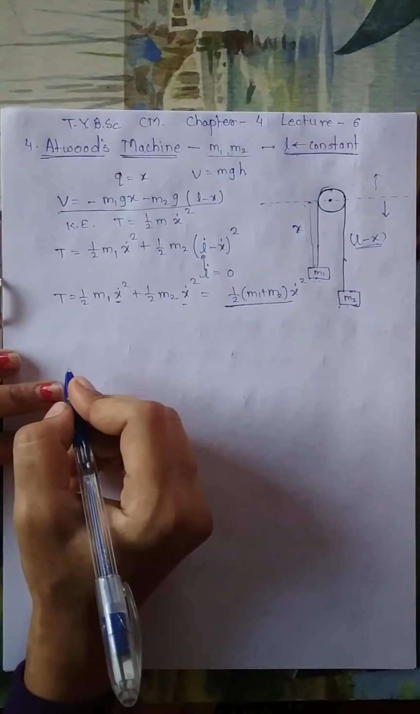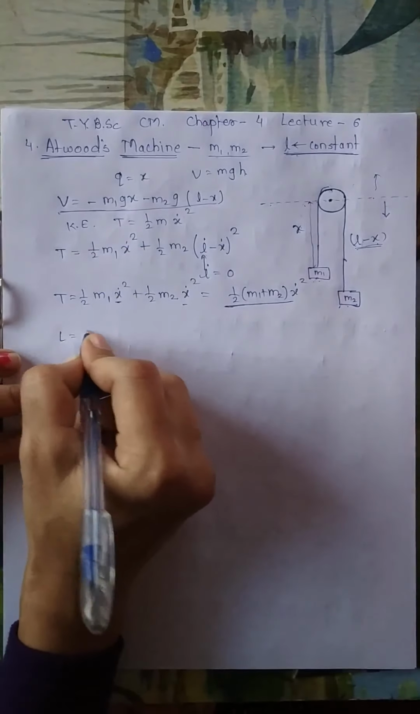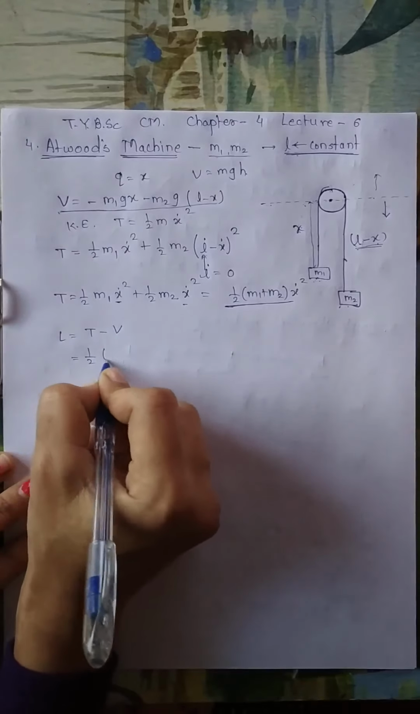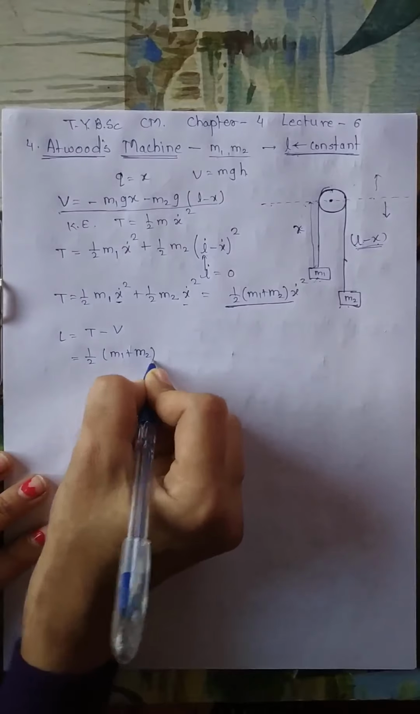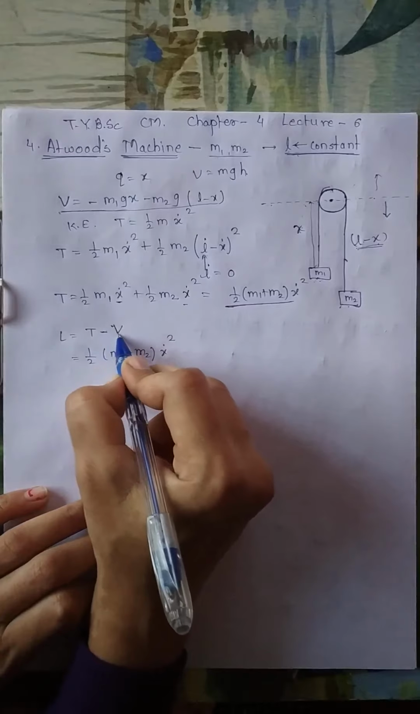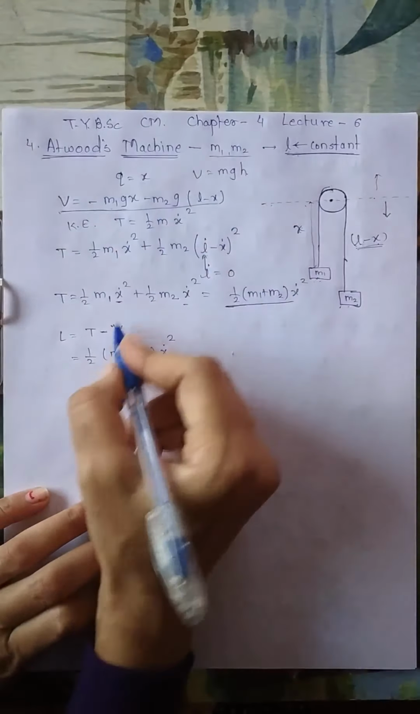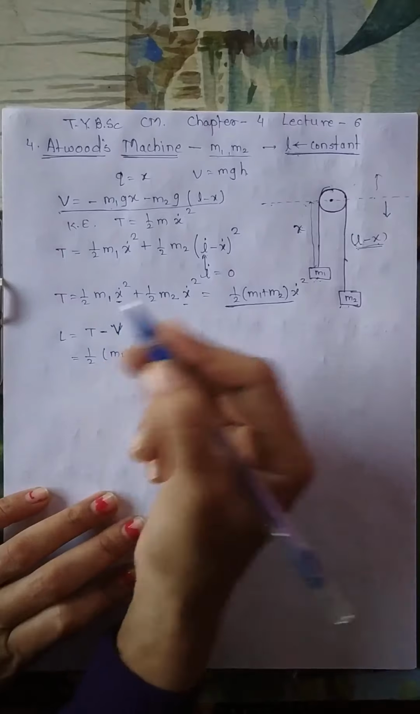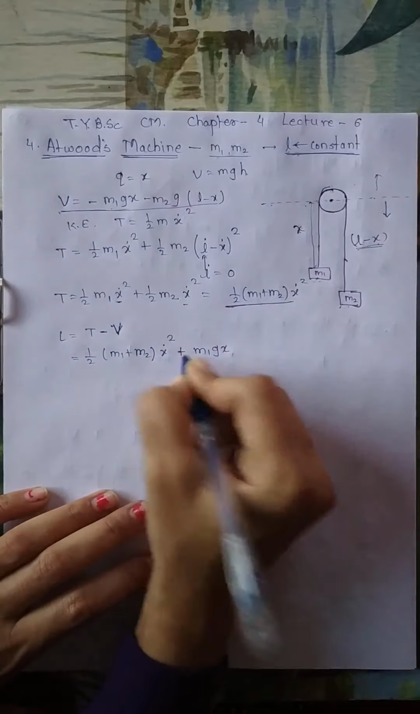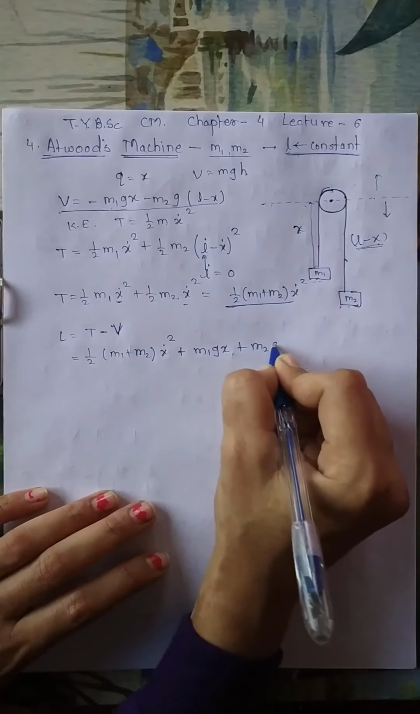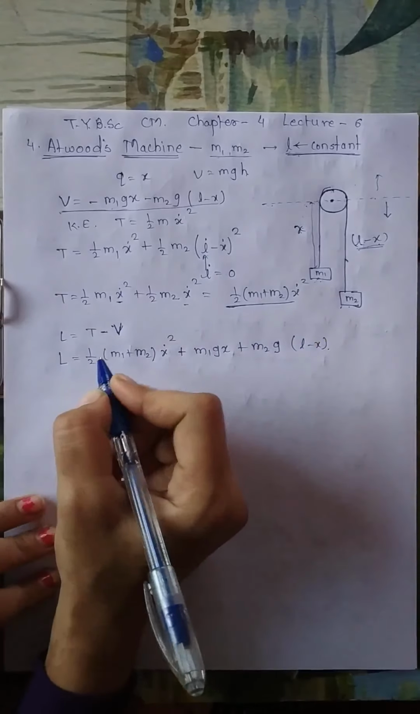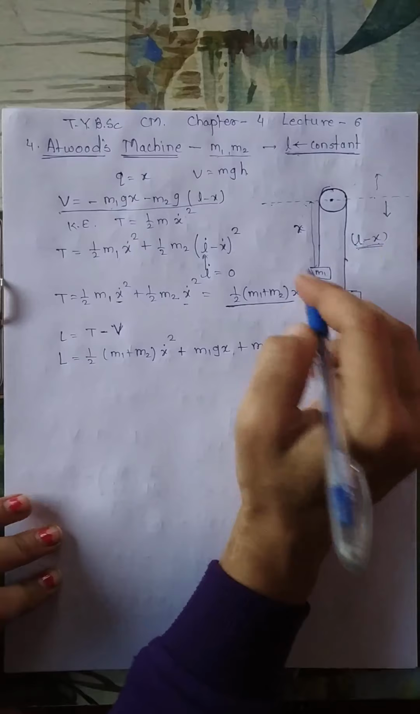Now from this we can find the Lagrangian. The Lagrangian is T minus V. Therefore we get half m1 plus m2 times x dot squared. Now minus V, and each term in V is negative, so the negatives become positive, and I get m1 g x plus m2 g times L minus x. So this is the Lagrangian for Atwood's machine, or this system.